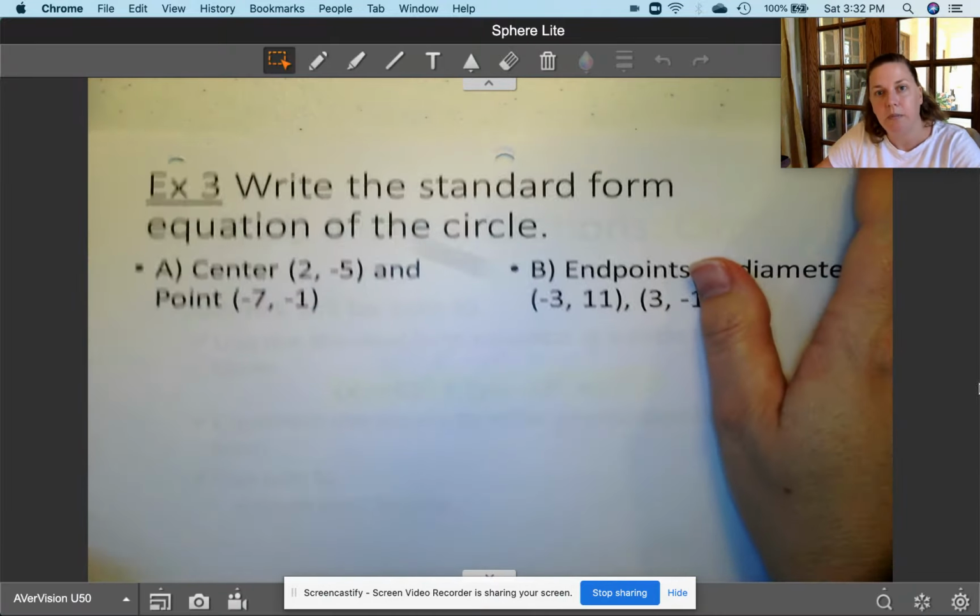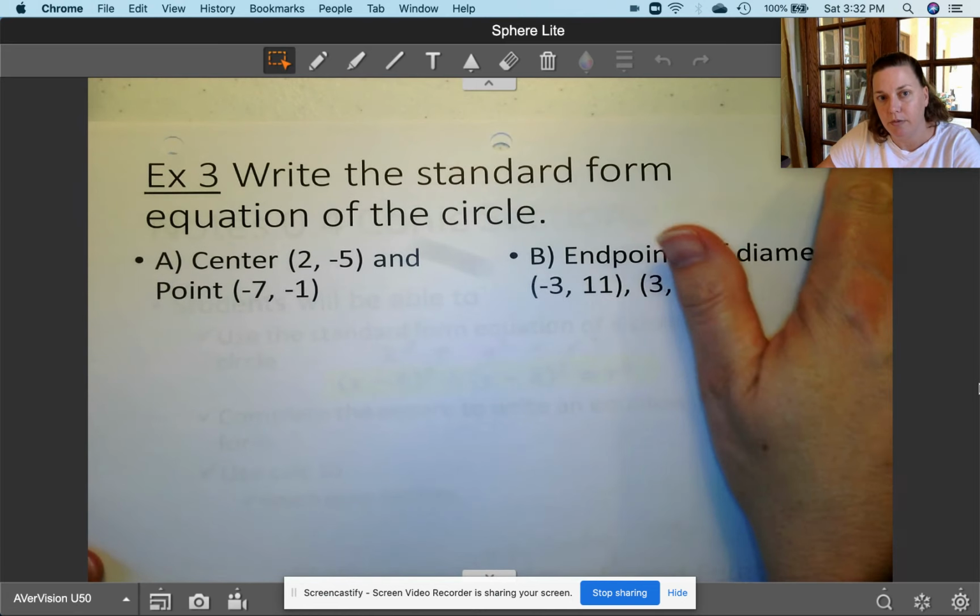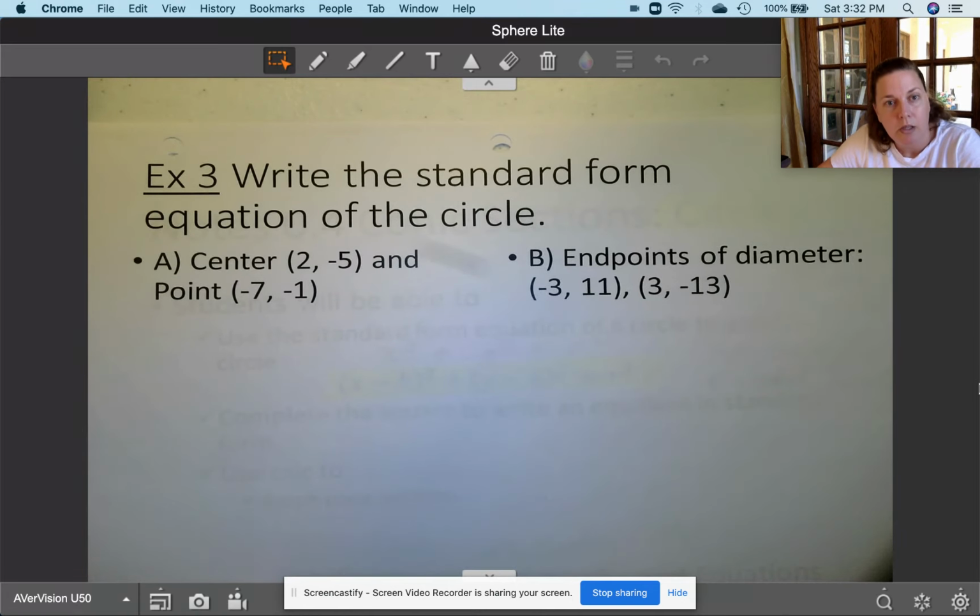All right, just a little bit more here. Example 3: write the standard form equation of the circle. So they're giving us details about a circle, and we need to figure out an equation for it. This is really good stuff.